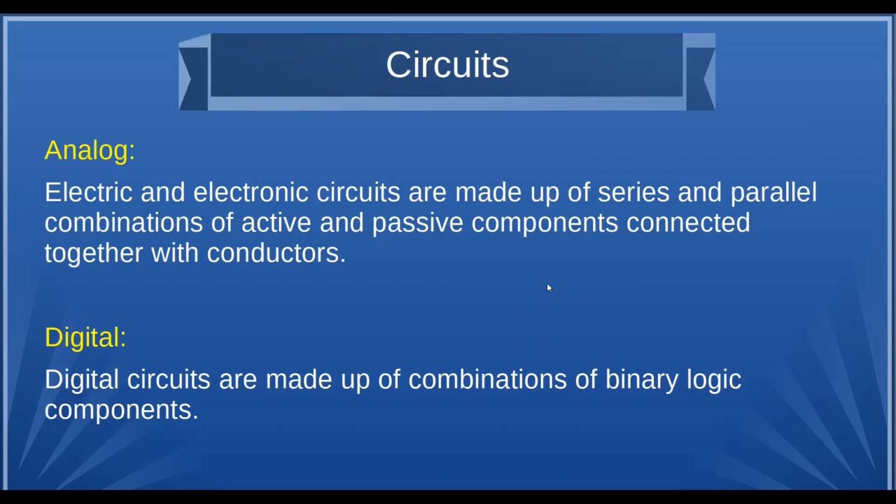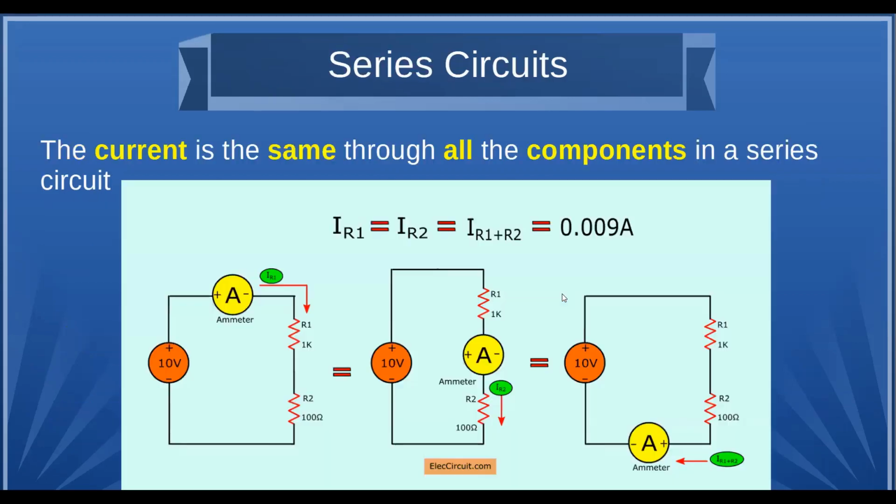I guess you'd even consider things like relays and transformers, although a transformer would be passive. Okay, so we start with a series circuit. In a series circuit, all the components are connected together in series, so there's one path through all the components.